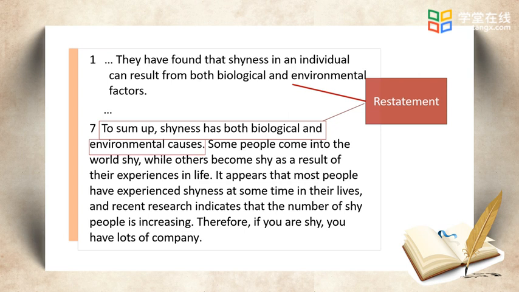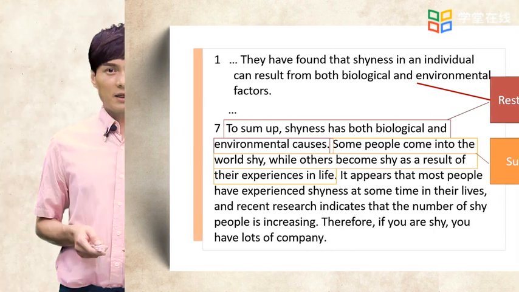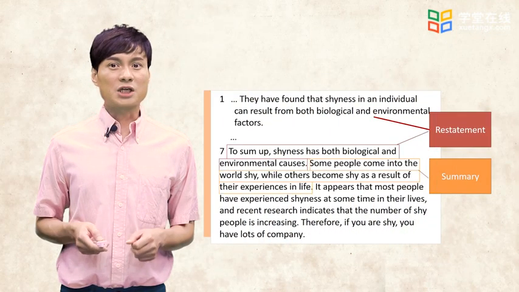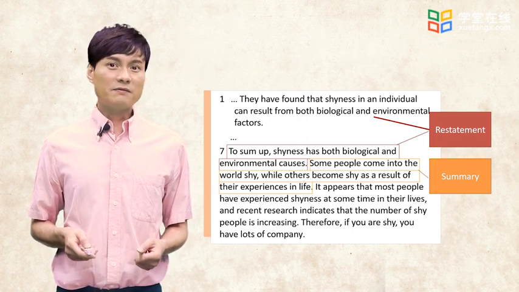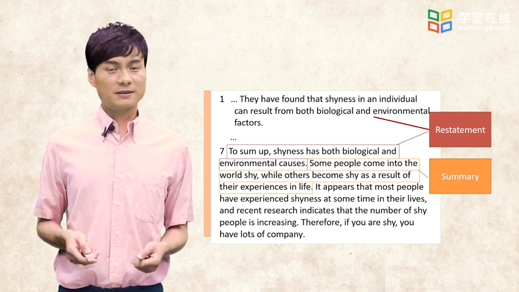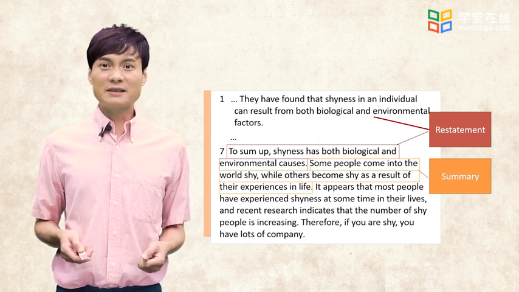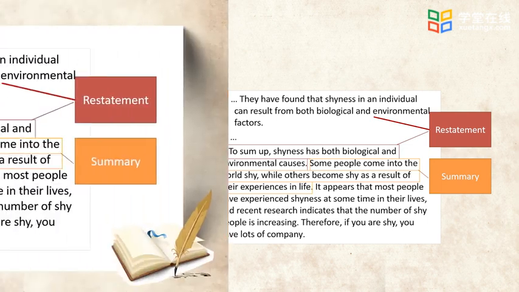Now, read sentence 2. It is still about the causes of shyness, but it's clearer than sentence 1. Born to be shy explains the biological cause. As a result of the experiences in life explains the environmental causes. It's not a simple restatement, but a summary of the main ideas in the body.